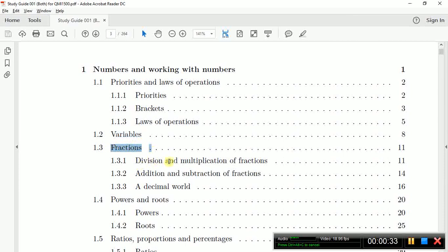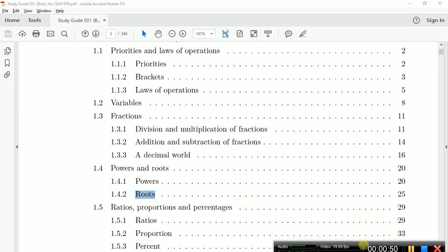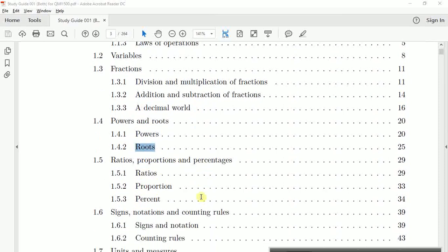Fractions, we'll look at that. Then we look at division, multiplication of fractions, addition and subtraction of fractions. Then decimals, we'll discuss what that is. Powers and roots, that's looking at exponents. So x squared, x cubed, those are powers. Roots would be the opposite. So two numbers that would multiply to give me the answer. For example, root 25 would be 5 times 5. So 5 would be the root of 25. So it's the opposites. Then we've got ratios, proportions, and percentages.